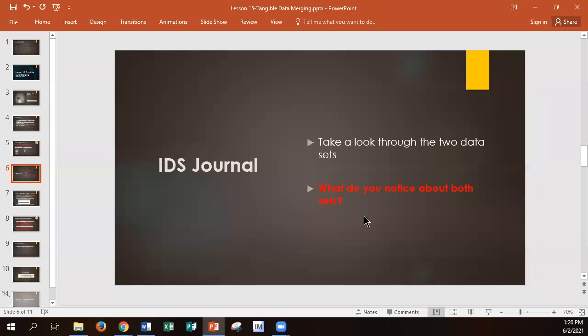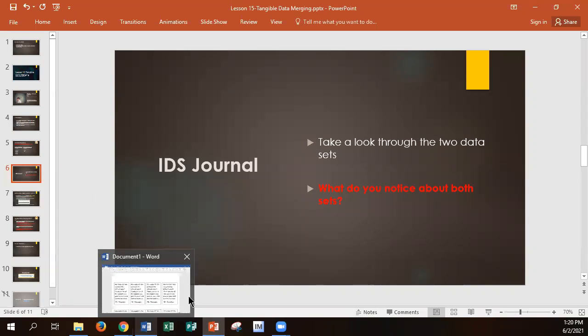What do you notice about both sets? This is in your journal. Once you're done with this, when we're done with the lesson, you can turn in your journal. What do you mean, what do you notice about both sides? Just anything you notice. Compare them, contrast them. It's a very vague question. I'll give you guys 2 minutes to answer this.